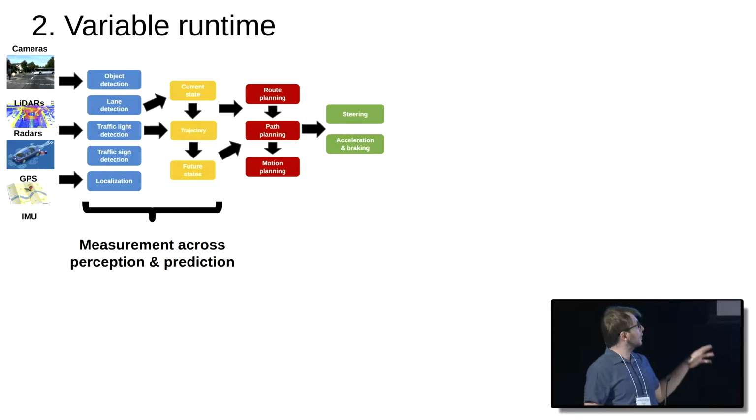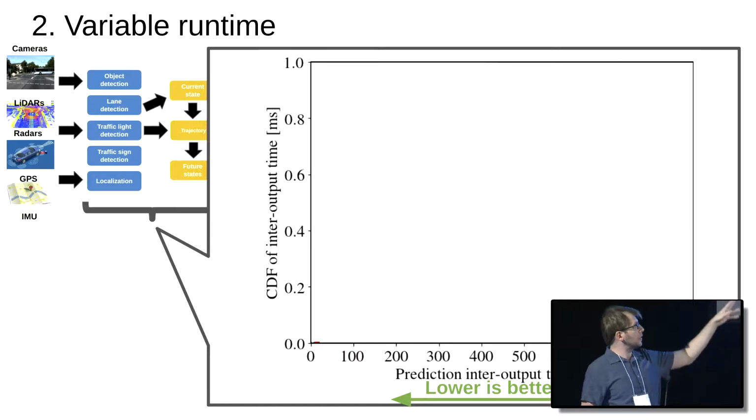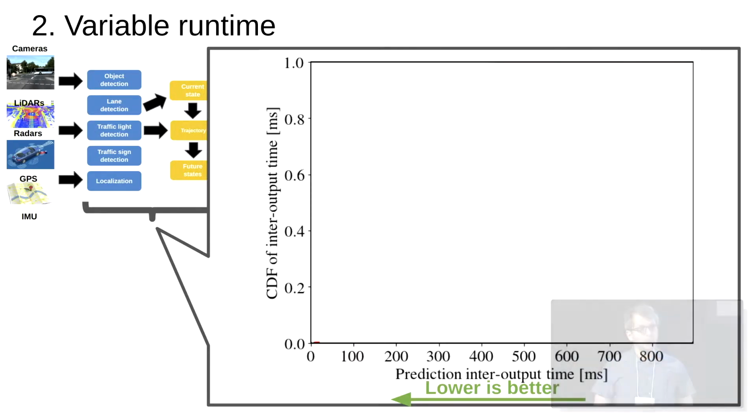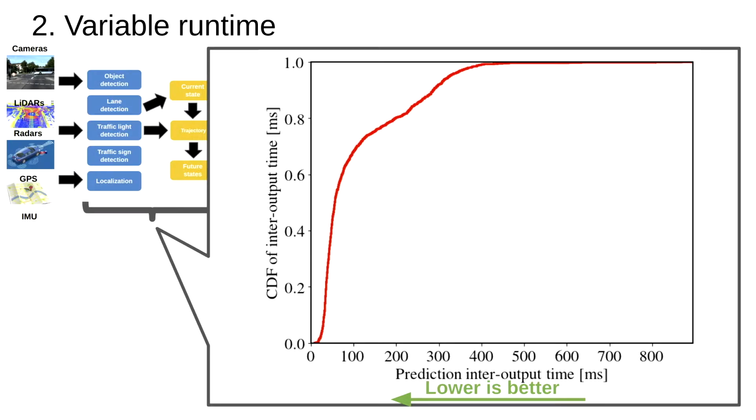So we've measured across perception and prediction, and this is a CDF of inter-output time. So that's the time between outputs from the prediction component. And what we found out is that sometimes it takes up to like 900 milliseconds. There's up to 900 milliseconds when prediction is silent. And if you remember from the previous graph, actually the prediction runtime is somewhere in the 20 to 100 milliseconds at most.